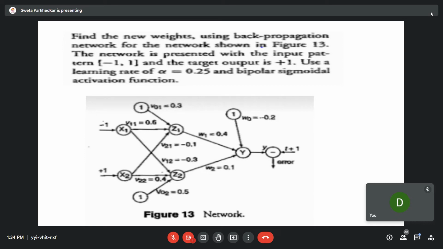Can you see the next problem? Now, can you tell me the initial weights for Z1 and Z2?